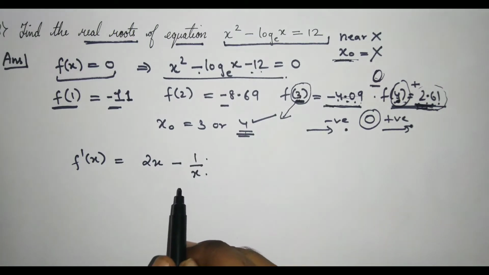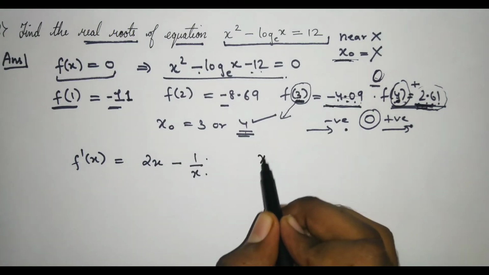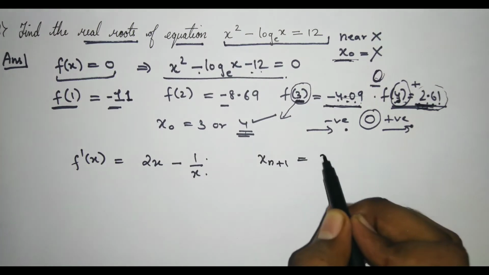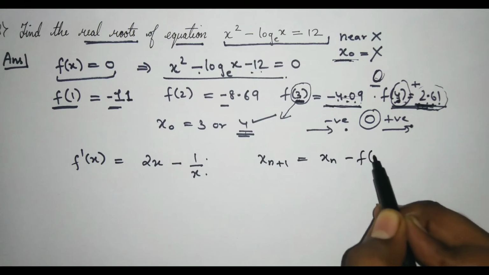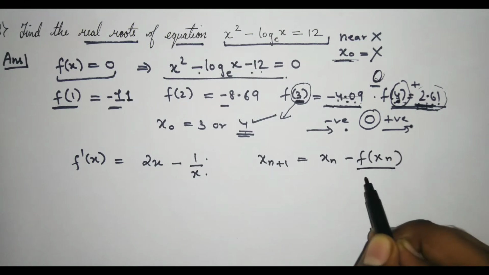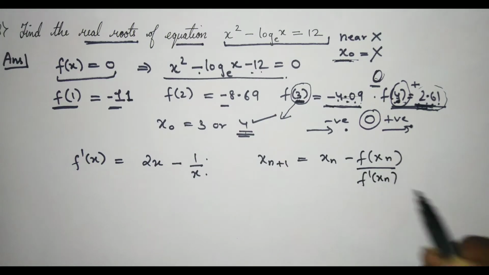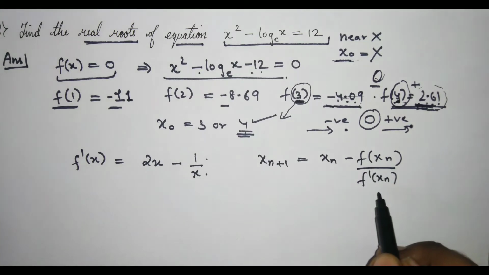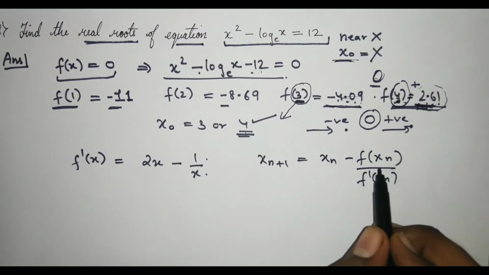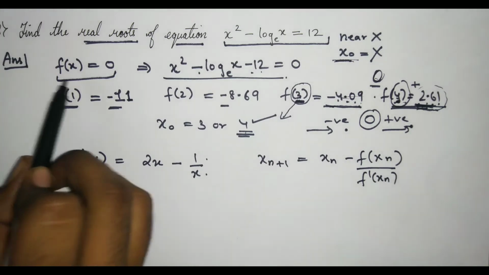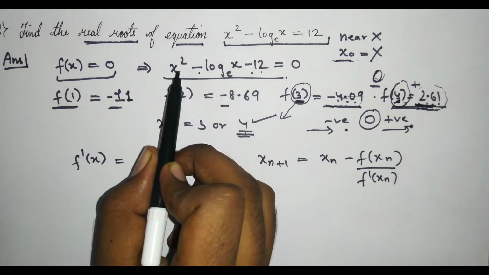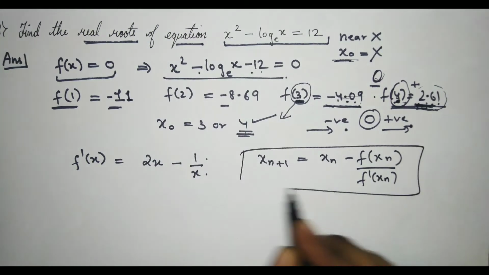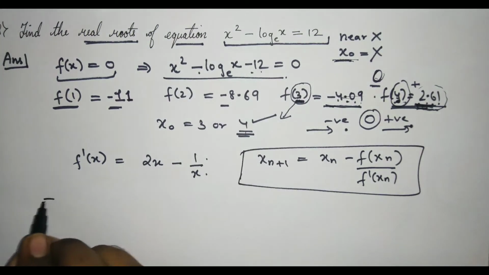Now you have to write the formula of the Newton-Raphson method. So x n plus 1 is equal to xn minus f of xn by f dash of xn. Okay, now what is f of xn here? f of xn means this is f of x, and in place of x you have to place xn. That's it. So this is the formula you have to remember. Okay, now I'll just write it.